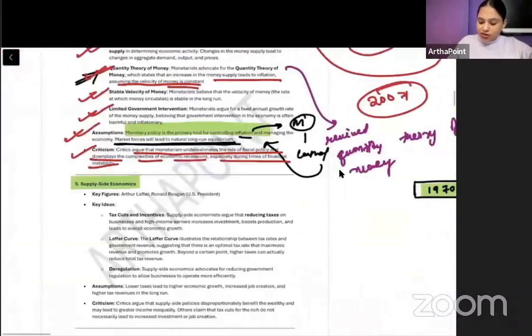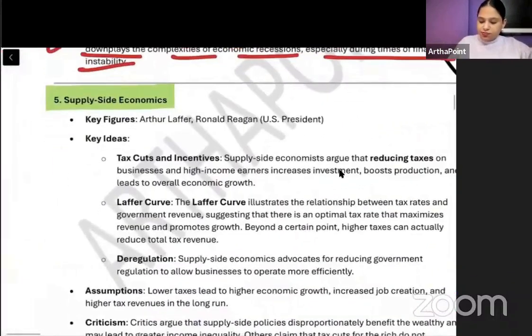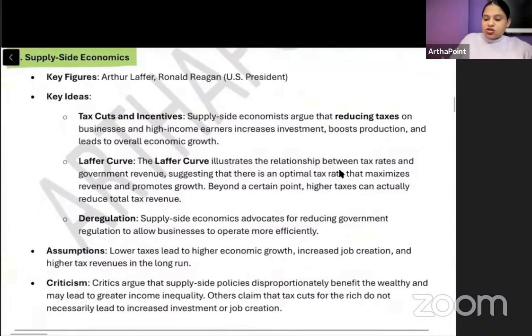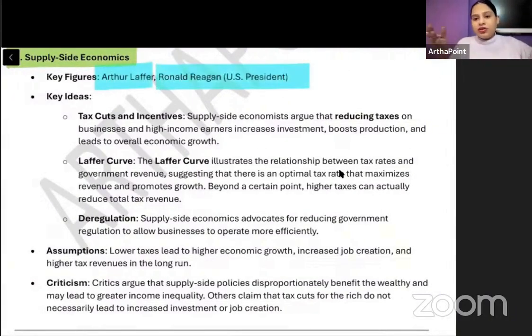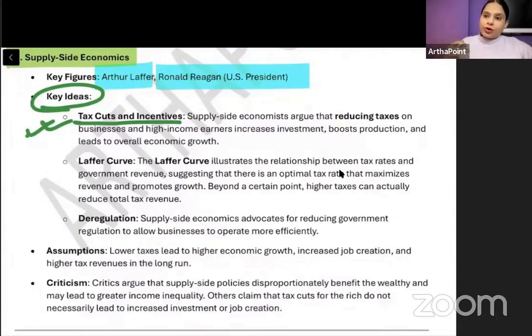Let's go to the notes once. So supply side economics में you have some key figure given to you, Arthur Laffer and Ronald Reagan. ठीक है? क्या क्या था? What were the key ideas? The first was tax cuts and incentives. सबसे पहला ये है कि आप taxes को कम करो. You reduce the taxes. You give people incentive to invest.